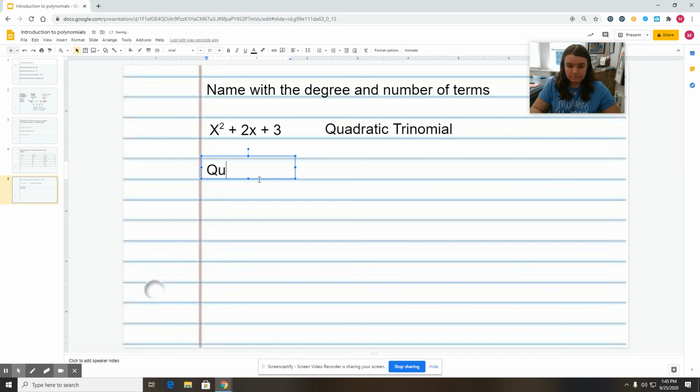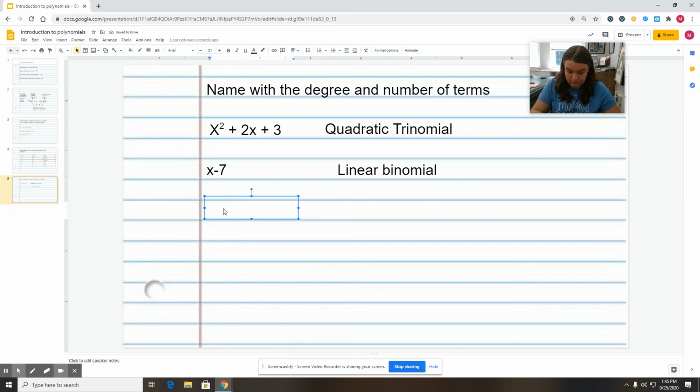Then our next one, sorry about that, we have x minus 7. So it has just an x, so degree is 1, which means it is linear. And then there's 2 things there, an x and a negative 7, so that would be a binomial.